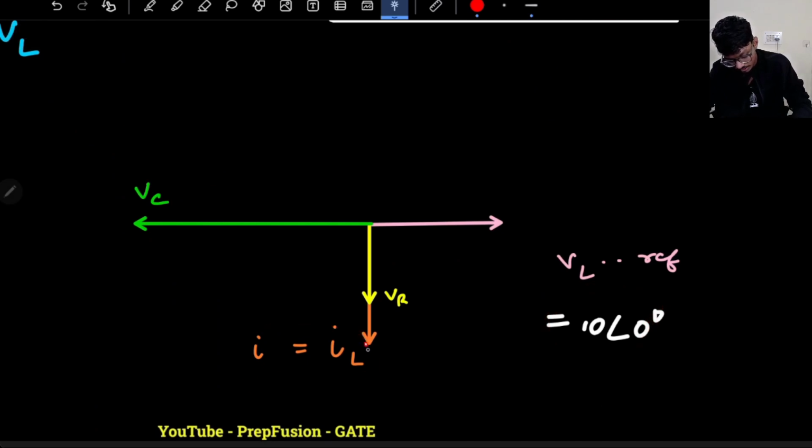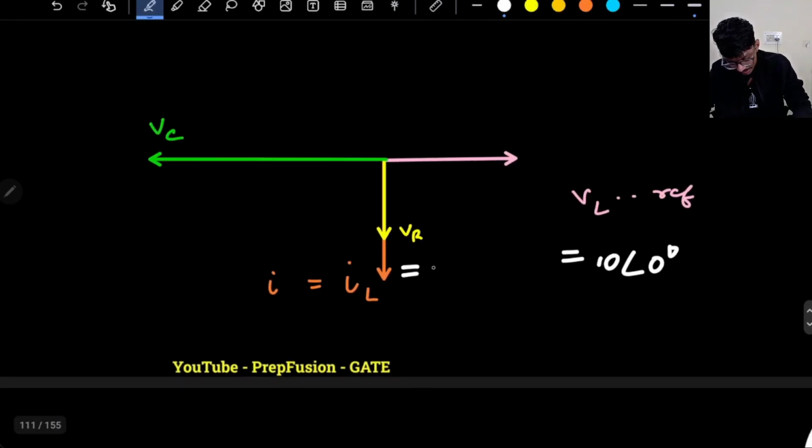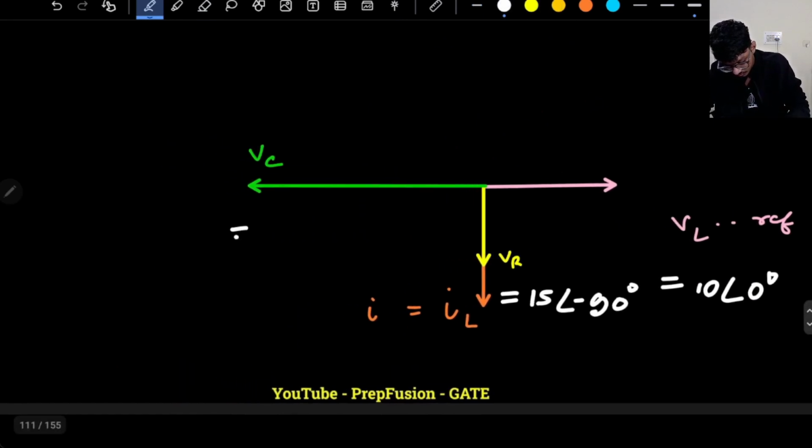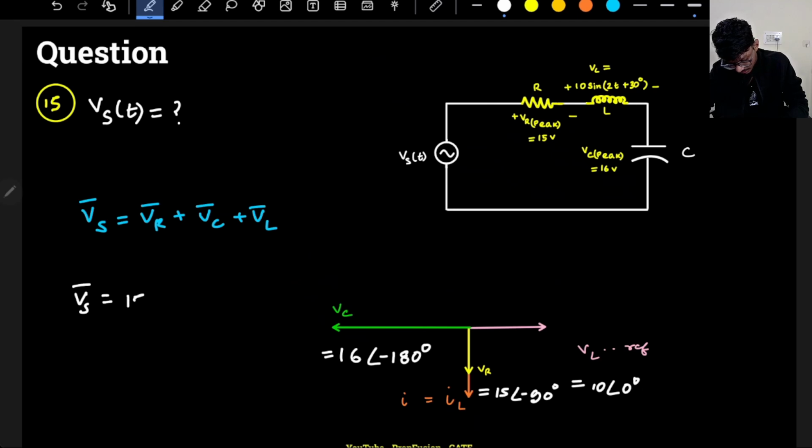IL, I don't know the magnitude. VR magnitude they have given me is 15. But what is the angle? It is lagging from VL by 90 degrees, so it will be minus 90 degrees. What about VC? Its magnitude is 16, and it is minus 180 degrees. So ultimately, you have to do the phasor sum. This is equal to 15 angle minus 90 plus 10 angle 0 plus 16 angle minus 180.